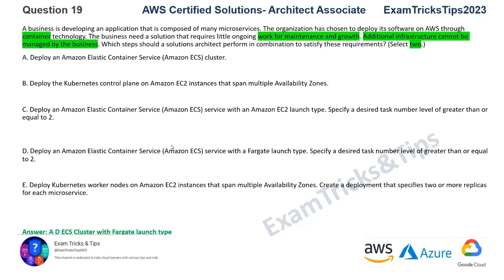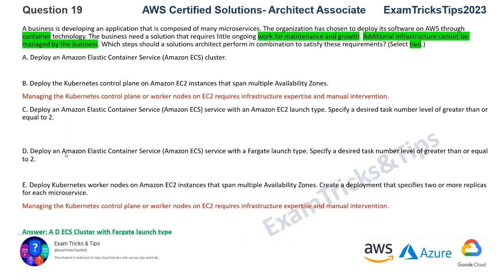We haven't seen these services earlier. I can see in options B and E, we have Kubernetes worker nodes as the solution. Now, according to me, managing the Kubernetes control plane or worker nodes on EC2 would require infrastructure expertise and manual intervention. So that is not correct. Both options have Kubernetes and EC2 instances, and we are looking to use serverless technologies. Kubernetes is fine, but EC2 is not. So both options B and E are not correct because they are using EC2, and that means infrastructure expertise and manual intervention. So let's rule those out.